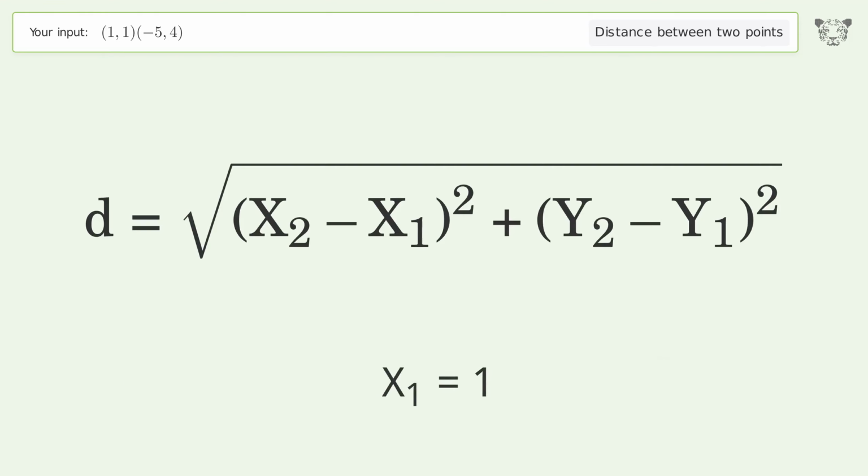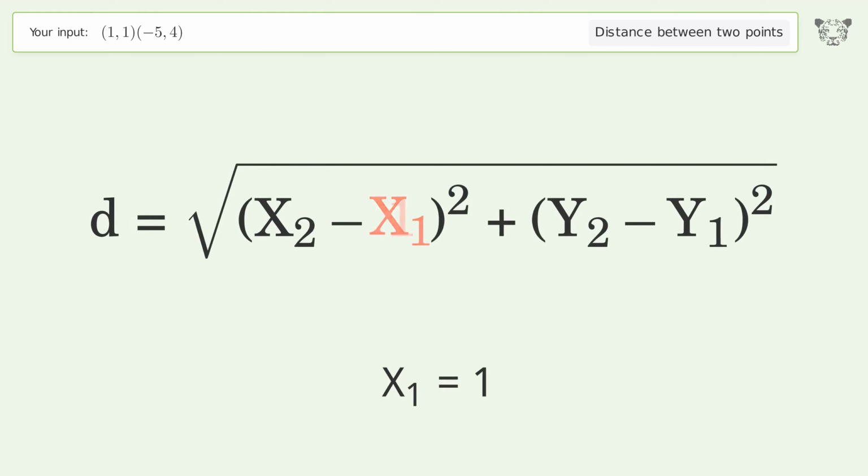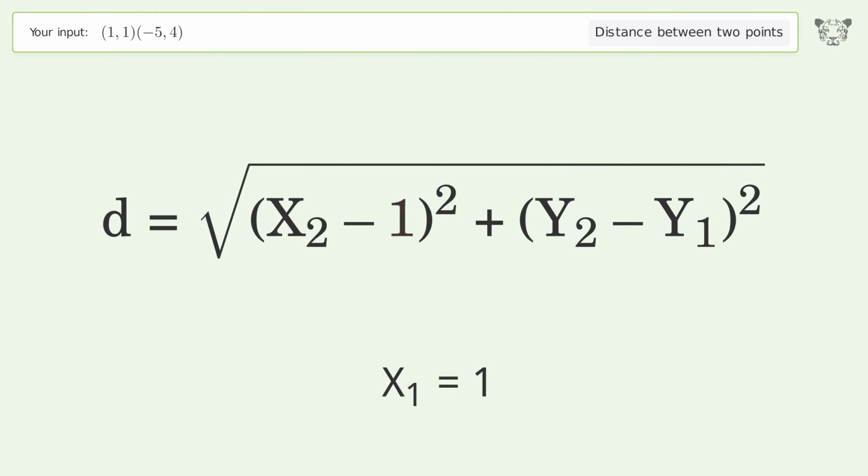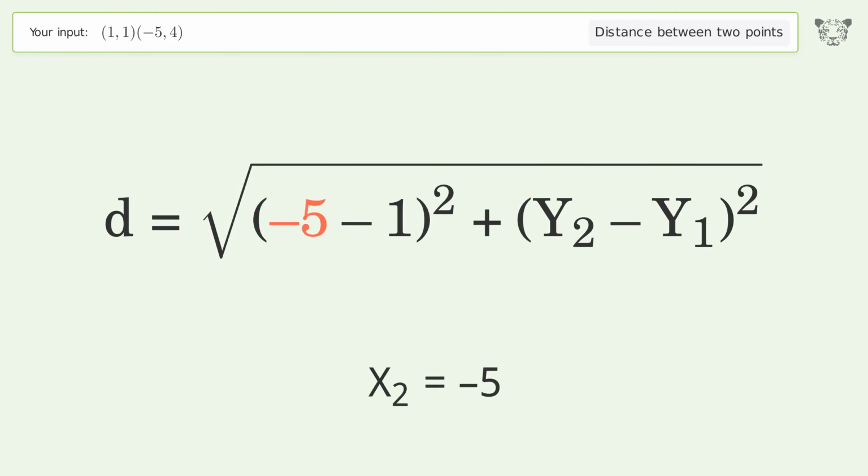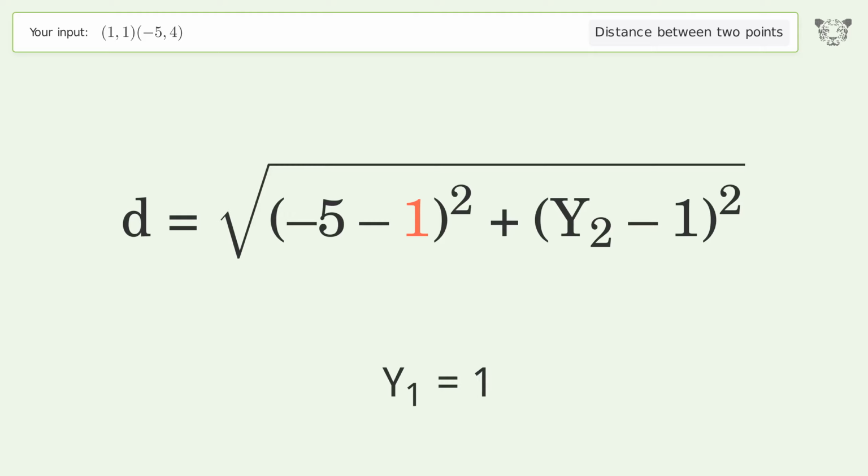x1 equals 1. x2 equals -5. y1 equals 1. y2 equals 4.